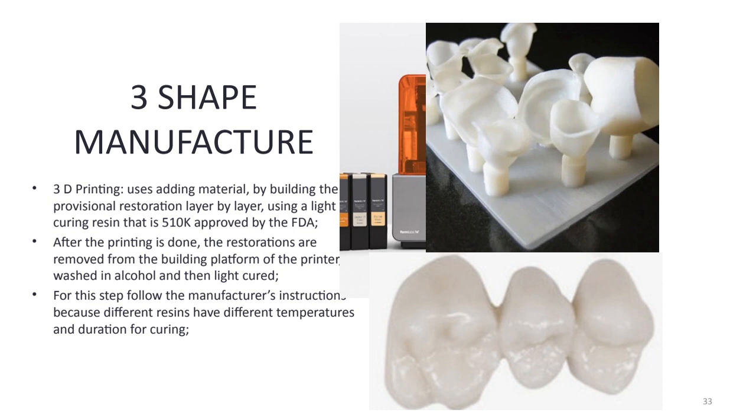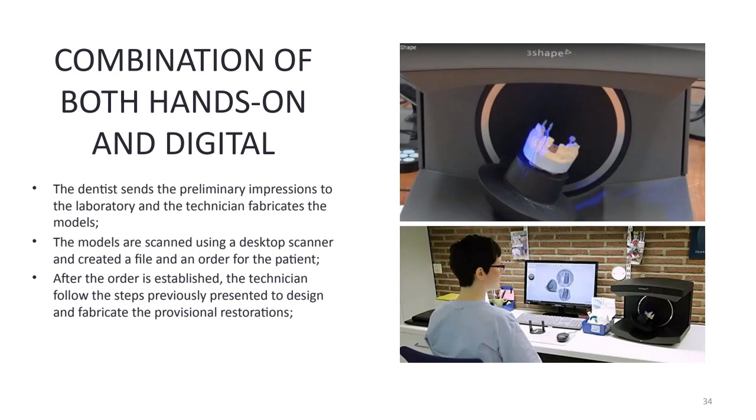And once we have it either printed or milled, it can be finished, polished, also stained and glazed, and then it's ready to be sent to the dentist for insertion. Another method of fabricating provisional restoration is also a combination of both digital and hands-on. We talk about this method where the doctor sends the physical impression to us, and then we use the CAD/CAM to fabricate the final provisional restoration.